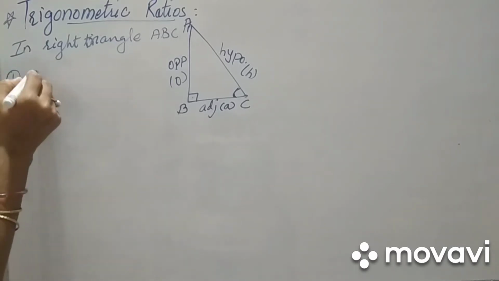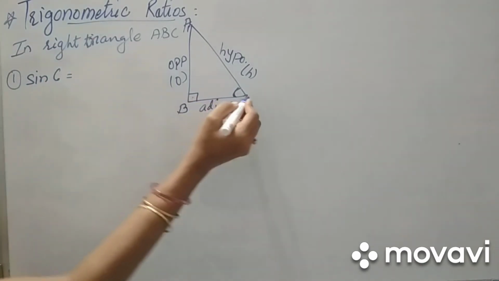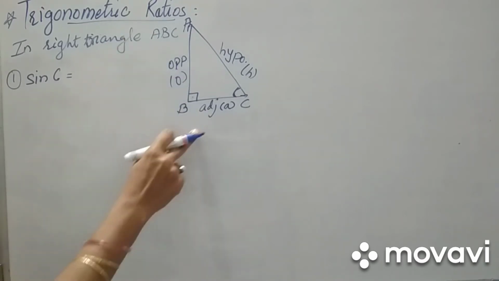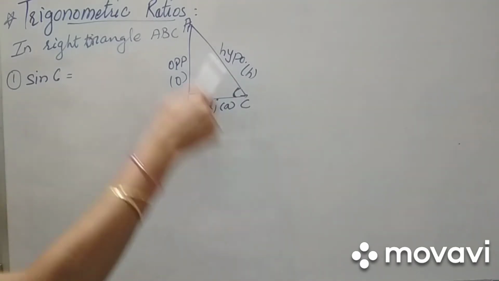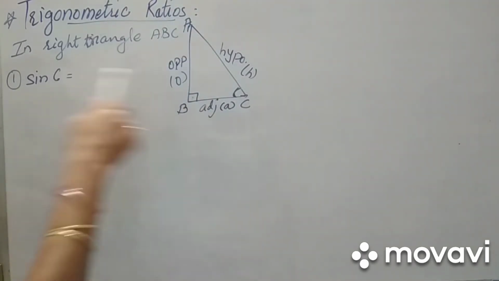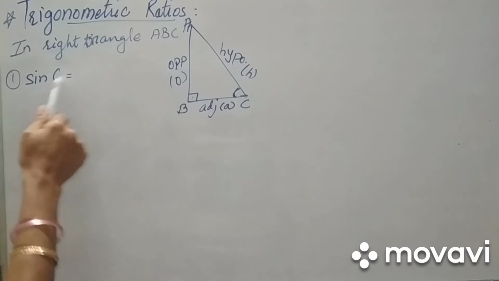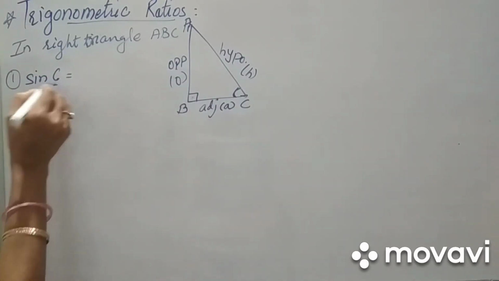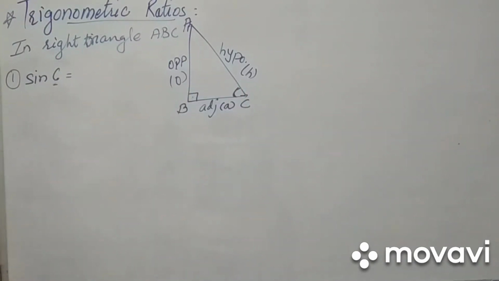First, sin C. Now we are dealing with the angle C only, and then its ratios along with the sides we are going to find out. We have only two angles for our trigonometric ratios. 90 degree will not work for our trigonometric ratios. First is sin C. We are writing C so that we will know for which angle we are dealing with.